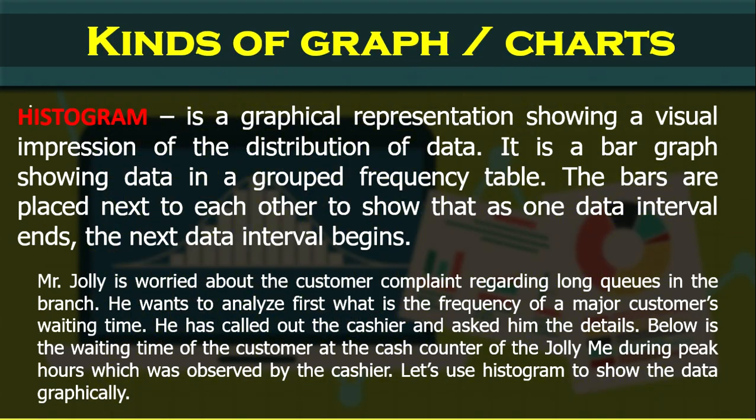Next one, we have the histogram. Histogram is like a bar graph, but we should identify its difference. By the definition, histogram is a graphical representation showing a visual impression of the distribution of data. It is a bar graph showing data in group frequency table. The bars are placed next to each other to show that as one data interval ends, the next data interval begins. As you can see here by its definition, in bar graph, there are spaces for the bars, while here, histogram is continuous.